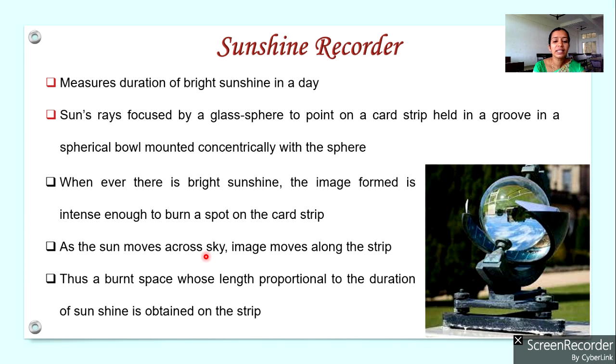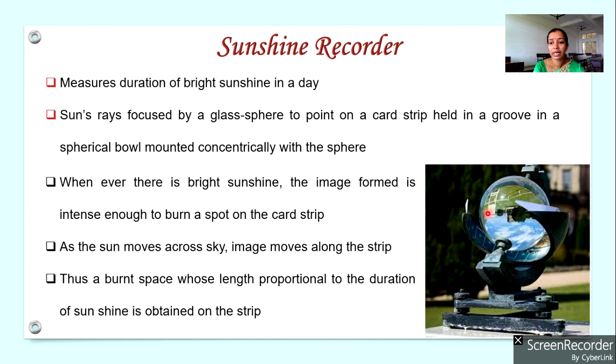And as the sun moves along the sky, the image formed on the card, that is, the burned space, also moves along the strip. And at the end of the day, by measuring the length of the burned space, we can find out the duration of bright sunshine on that particular day.